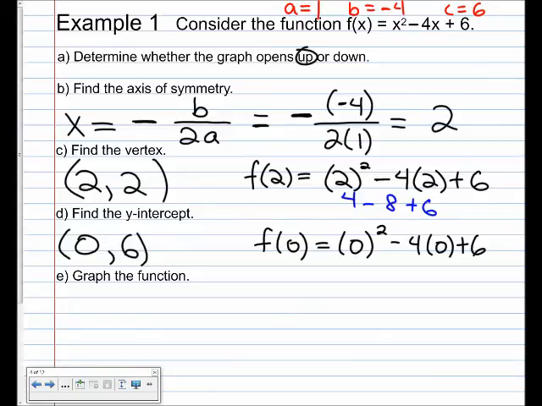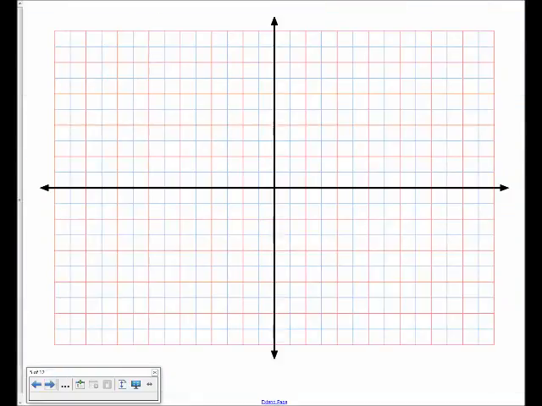Okay? All right, now, this is nice, but it means nothing if we can't graph it. We want to graph it. So go to the next slide. Now you have a blank coordinate grid, and let's graph it. What did I graph first yesterday? The vertex, very good. And the vertex for this problem is 2, 2.